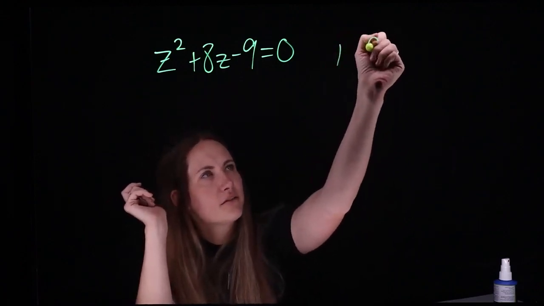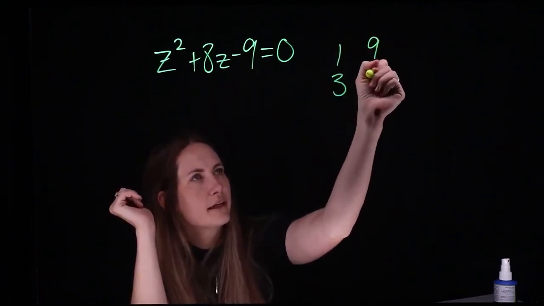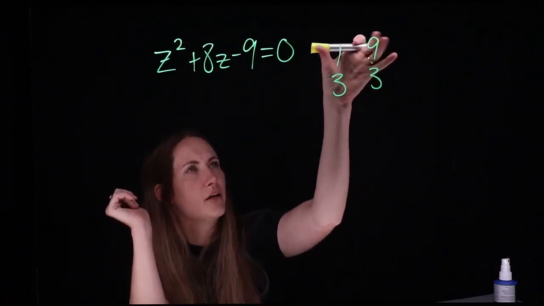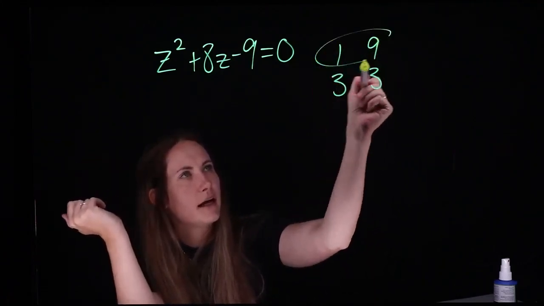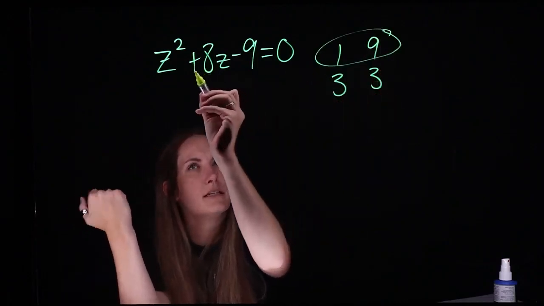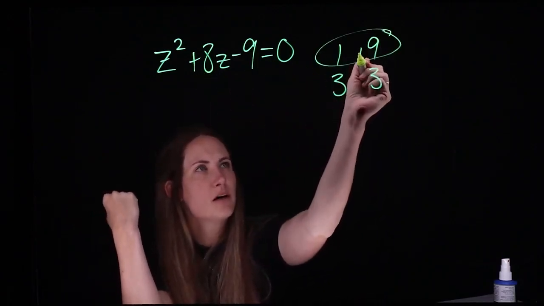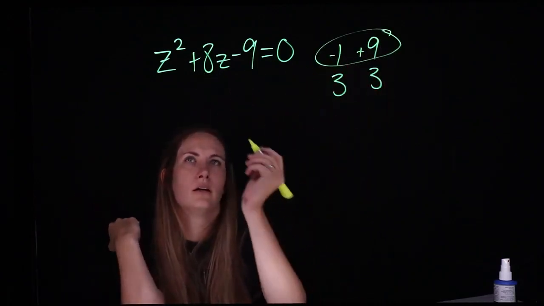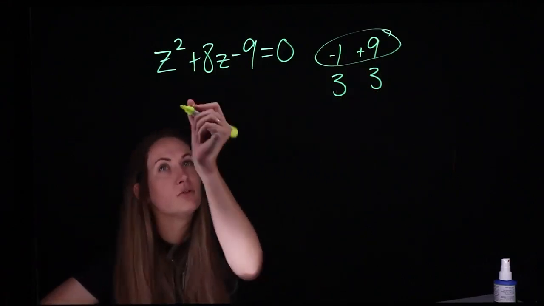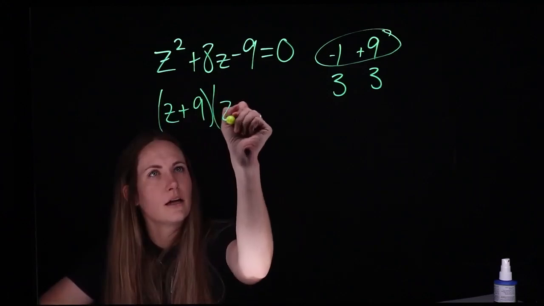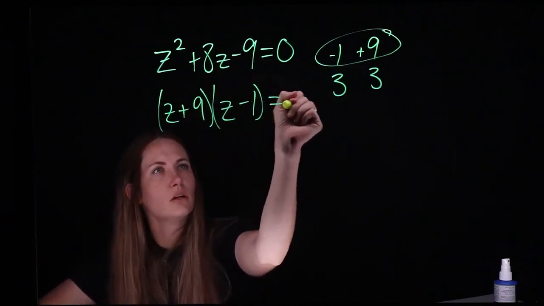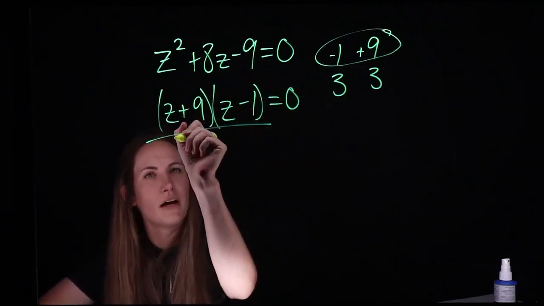So our factors of 9 are 1 and 9 and 3 and 3. Remember, they're together. So which ones subtract to get 8? 9 and 1. Since it's a positive 8, you're going to have a positive 9 and a negative 1. And they do want this one in factored form, so we have z plus 9 times z minus 1 equals 0. This is your factored form.